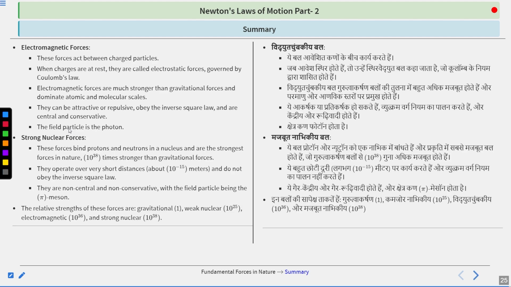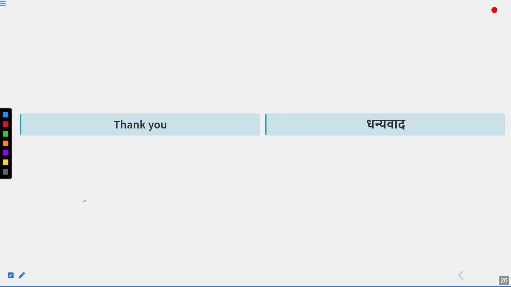The strong nuclear forces bind protons and neutrons in a nucleus and are the strongest force in nature, 10 power 38 times stronger than gravitational forces. They operate over very short distances of about 10 power minus 15 meters. They do not obey the inverse square law. Non-central and non-conservative, with the field particle being the pi meson. The relative strengths of these forces are: gravitational force 1, weak nuclear 10 power 25, electromagnetic 10 power 36, strong nuclear 10 power 38.